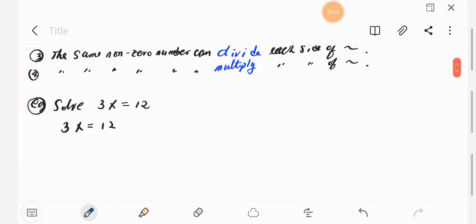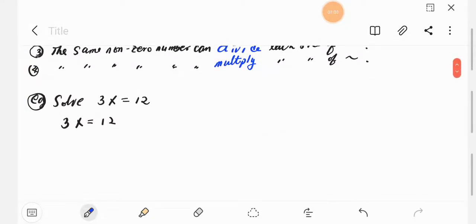So for example, 3x equals 12. We want to solve this one. So now x is together with 3, which means 3x means 3 times x, right? When we solve this, we will make it x equals something, right? That's how we're going to make it. So the right side will be the solution of the equation, which is the value of x that makes the equation true.